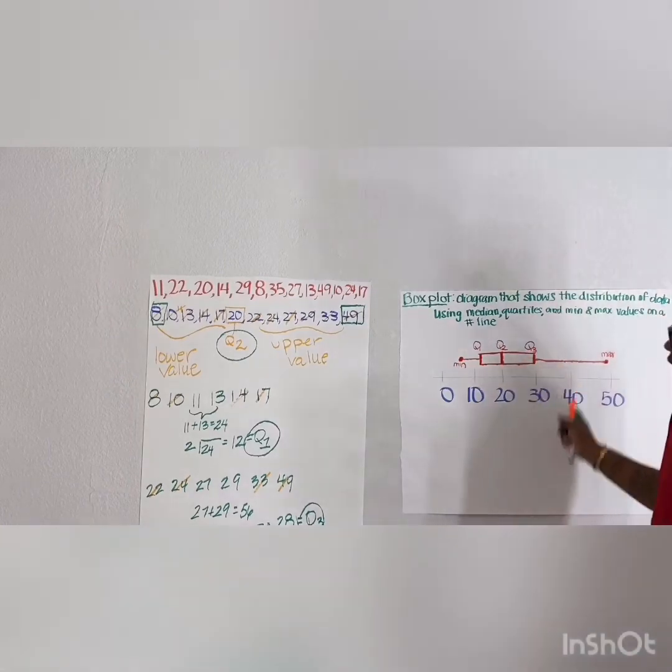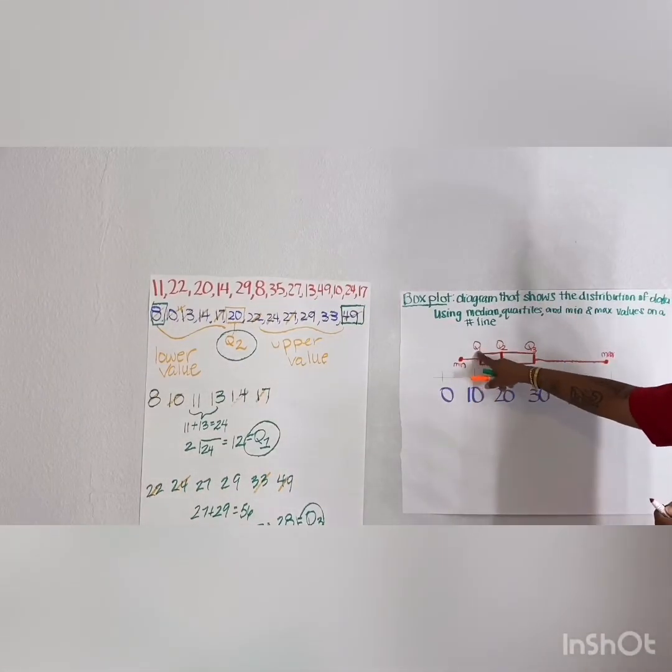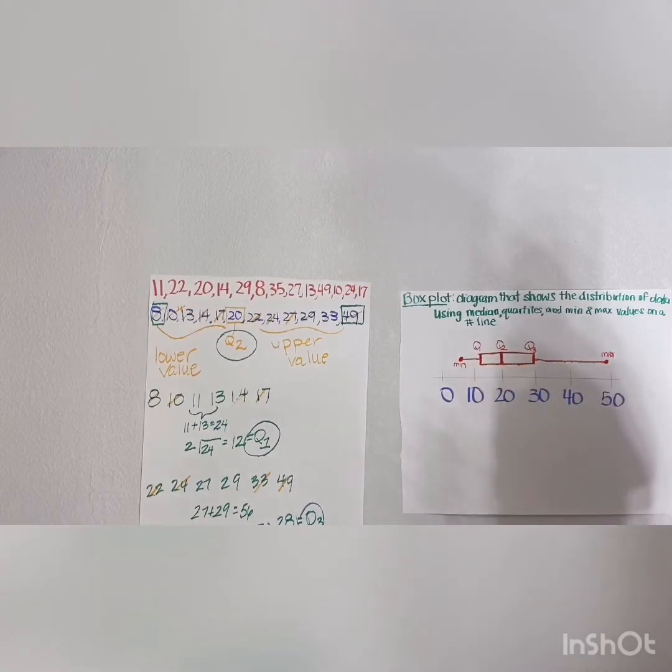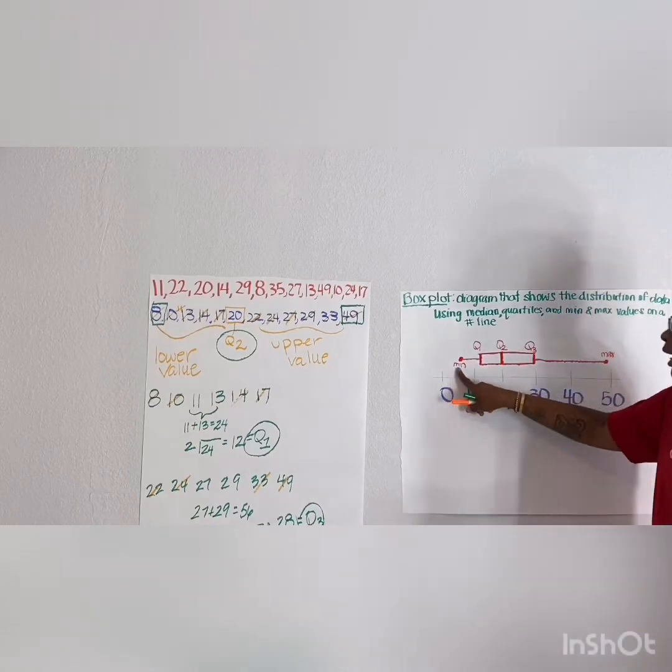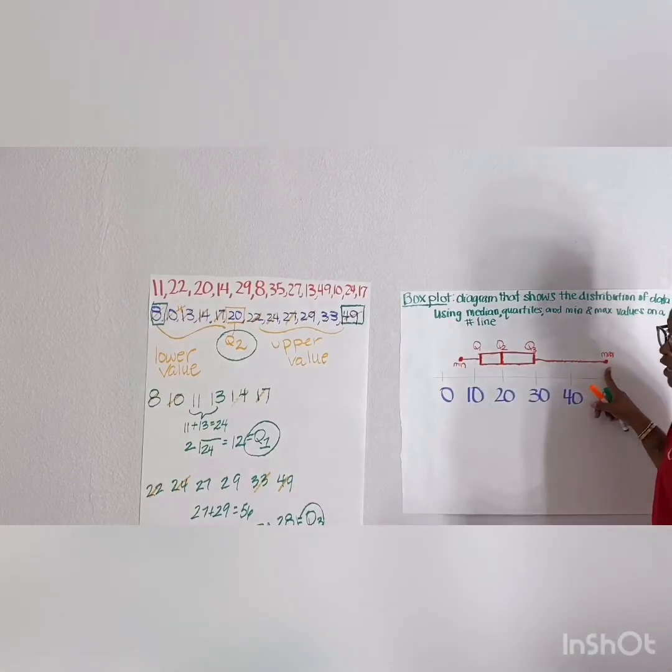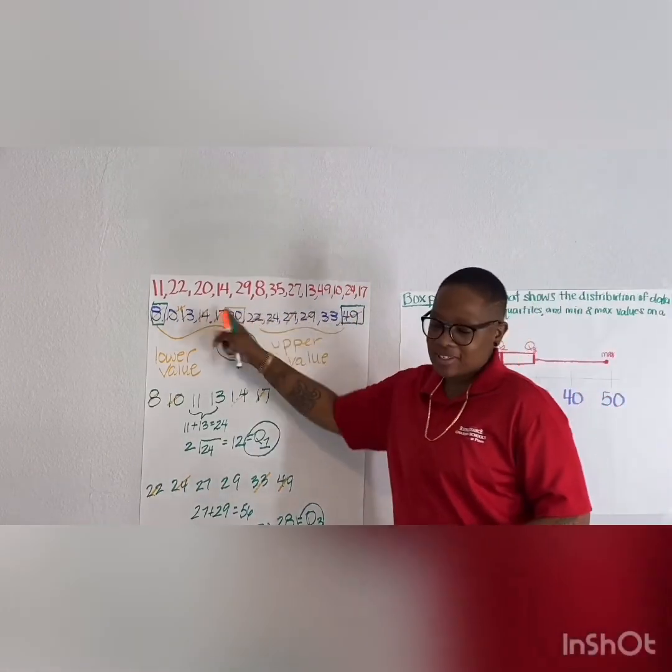So again, we broke this up. We broke up our data set into 3 different quartiles. So quartile 1, quartile 2, quartile 3. And then we located our minimum and our maximum. So our minimum was at 8 and our maximum was at 49. And we were able to plot this box plot just based on this particular data set.